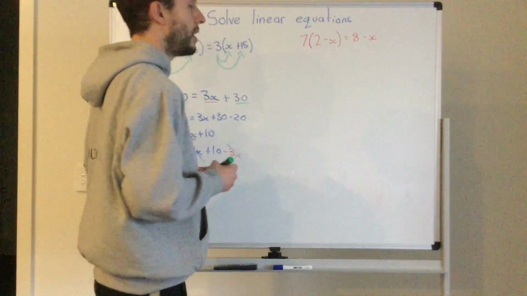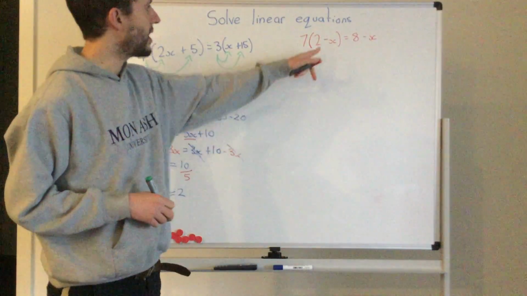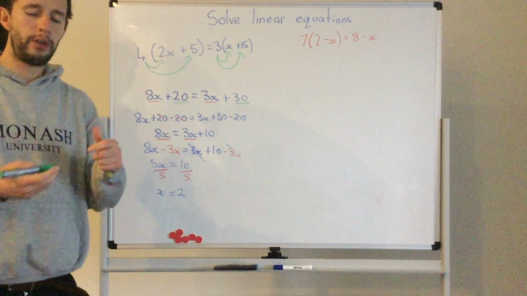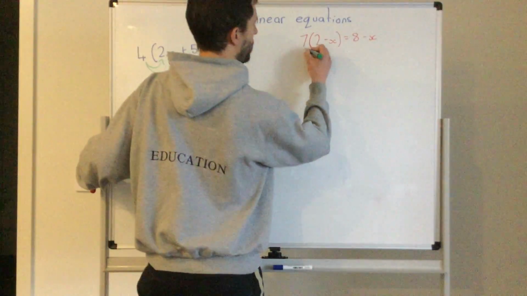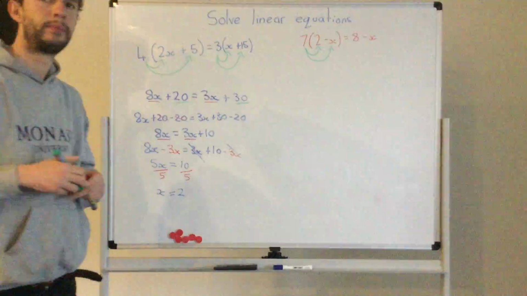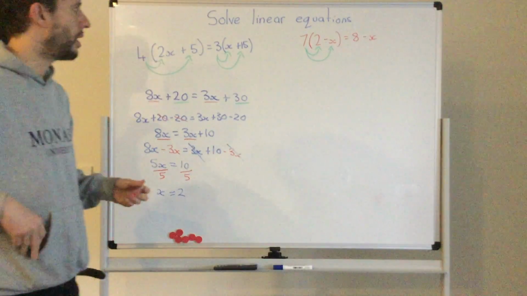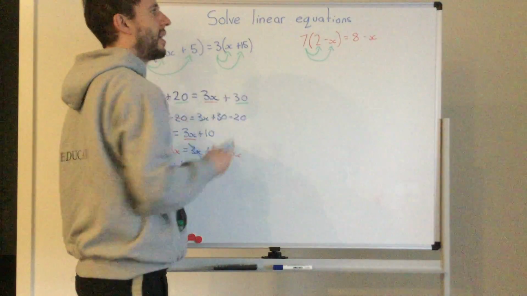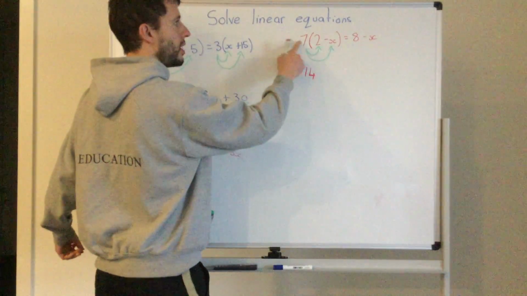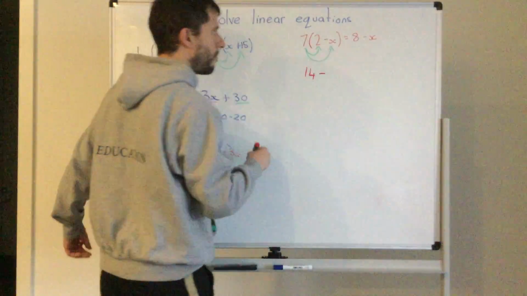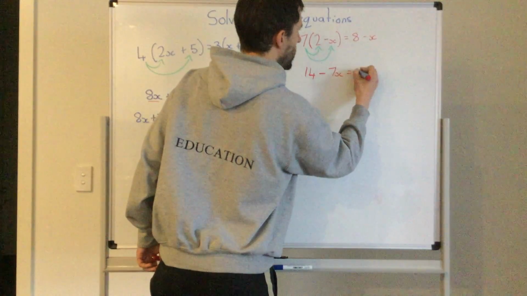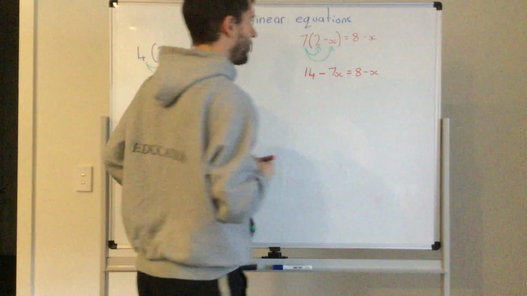So we've got 7 in brackets, 2 take x, equals 8 take x. The first thing I need to do is expand my brackets. So let's have a go. 7 is being times by 2, so 7 times 2 equals 14. A positive and a negative equals a negative. 7 times x equals 7x, equals 8 take x.